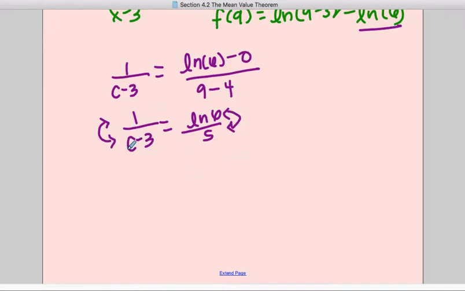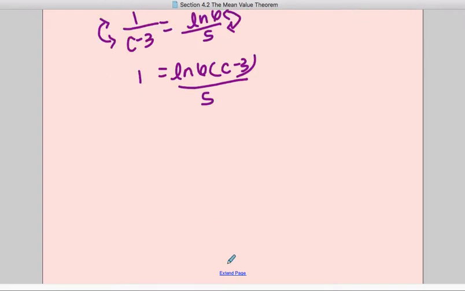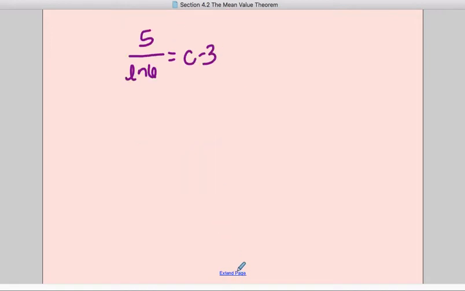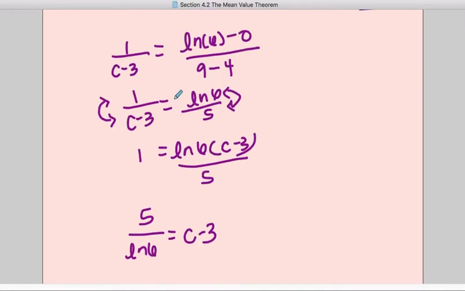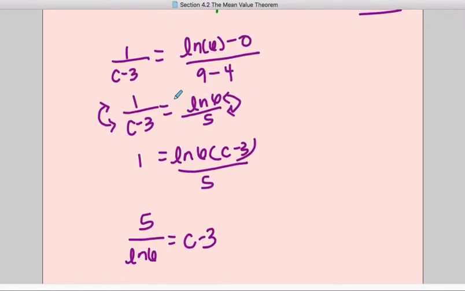You would multiply both sides by c minus 3, so you'd have 1 equals ln of 6 times c minus 3 all over 5. And then I'm trying to get this c minus 3 by itself, so I'm going to multiply both sides by 5 and divide by ln of 6. So we have 5 over ln of 6 equals c minus 3. And if you look here, isn't that what I would have gotten if I went from this step to here if you would have just flipped both? But you can do the math.